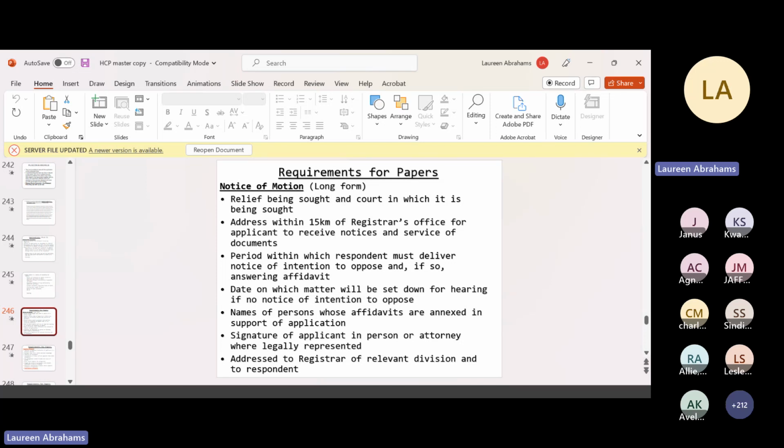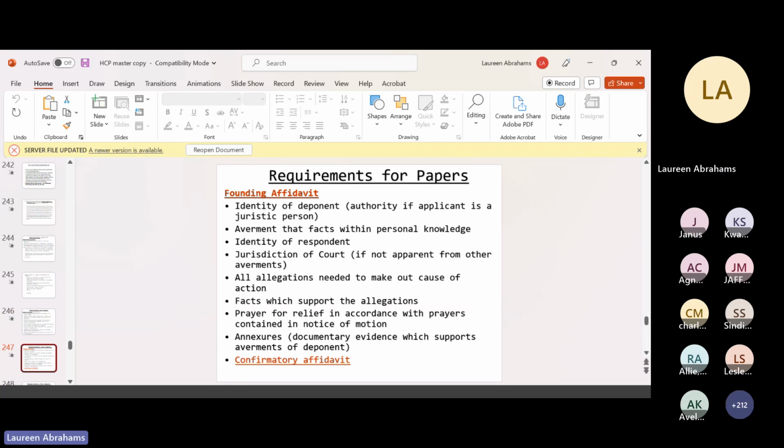You can just sign it for the High Court. And it is addressed to the registrar of the division and the respondent, however many respondents there are. That is the notice of motion, the long form. Right. Now, the founding affidavit.